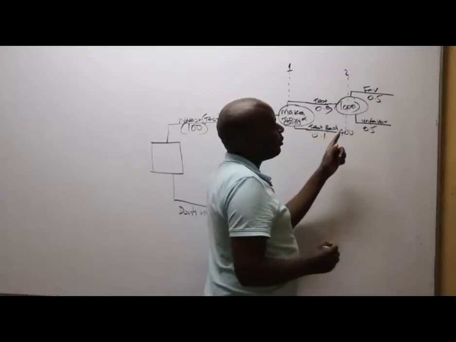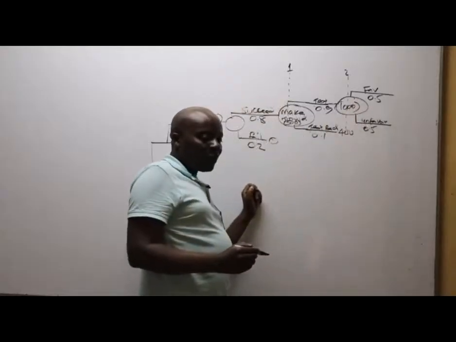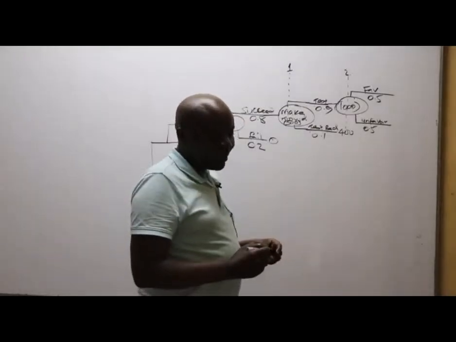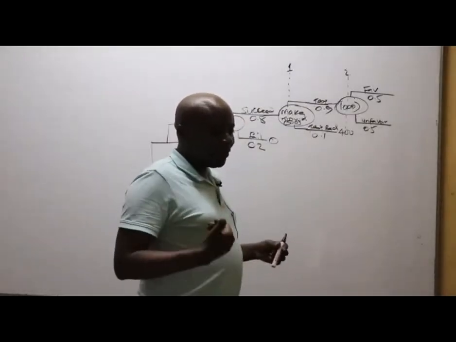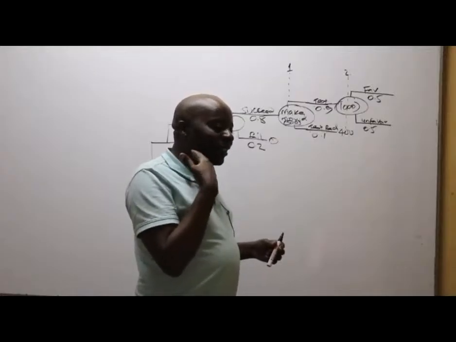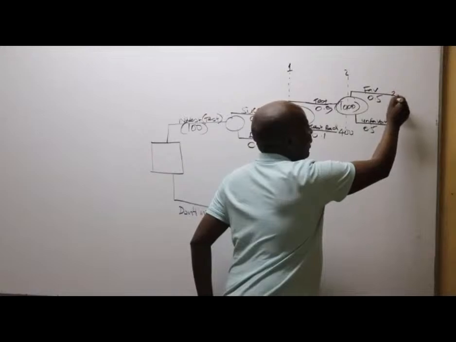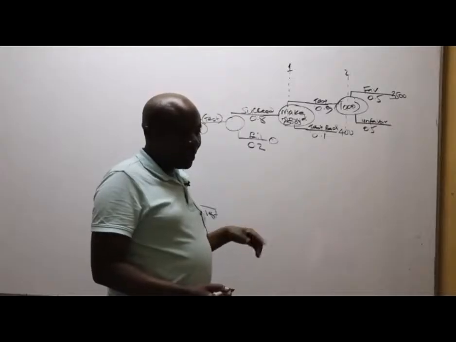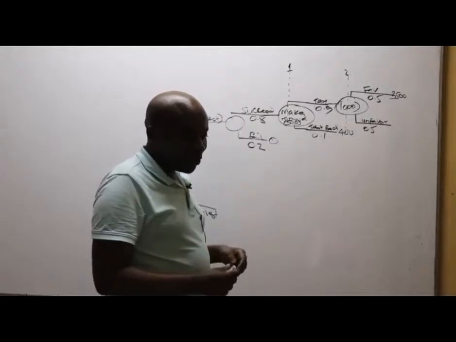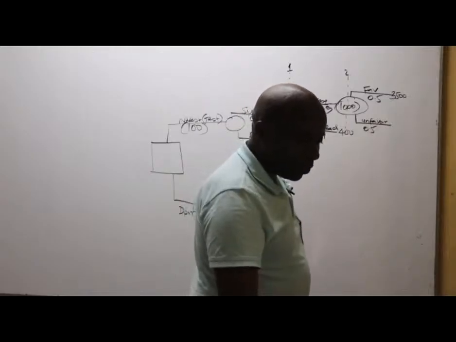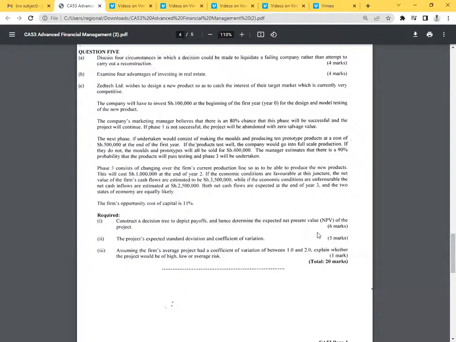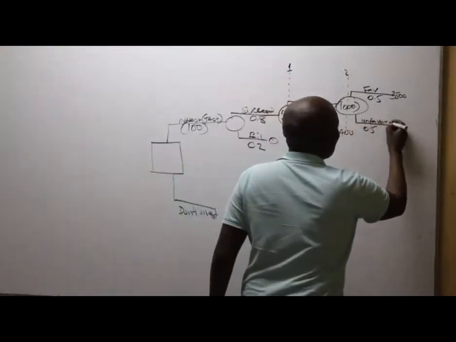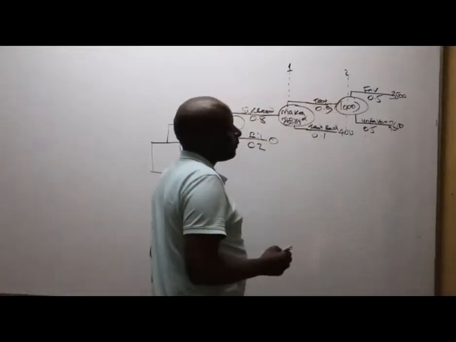What have they told us about the economy being favorable? If the economy is favorable, how much shall we earn? 3,500. Our figures are in thousands. If the economy is favorable, we shall earn 3,500. What if the economy is unfavorable? The RCM is telling me 2,500. If the economy is unfavorable, they've told us we shall earn only 2,500, like that.